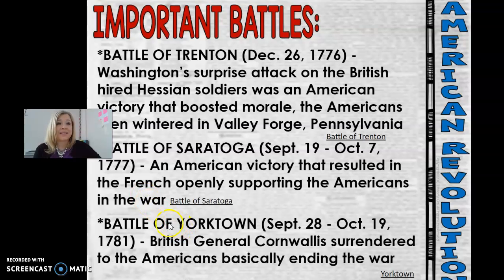The last battle is then the Battle of Yorktown. Again, about a month-long battle, September 28th through October the 19th of 1781. And this is where the British general, Cornwallis, surrenders to the Americans. This is, for all intents and purposes, really the last battle. This ends the war. This is when the British realized this was a lost cause, that the war would in fact be lost and the Americans were going to be victorious.